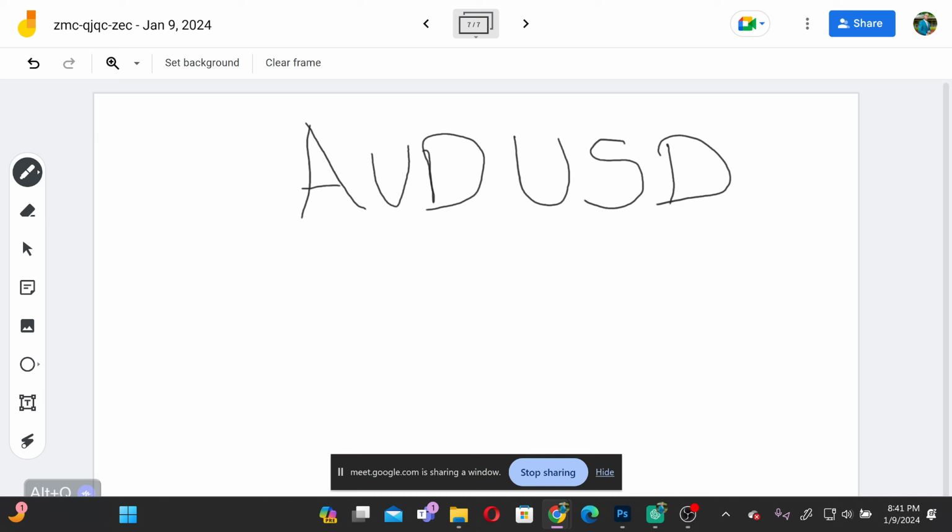When you get something like this in Forex, this means this is the Australian dollar and this is the US dollar. We normally call this the base currency, and then this is the quote currency. Okay, we have the base currency and then the quote currency. So we are trying to just do all these things here, which is very simple.